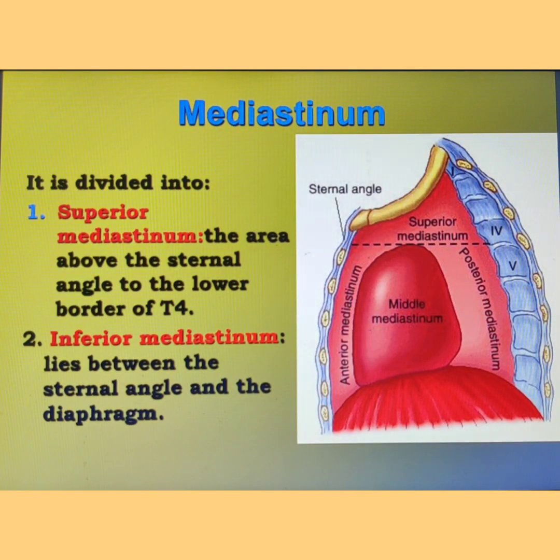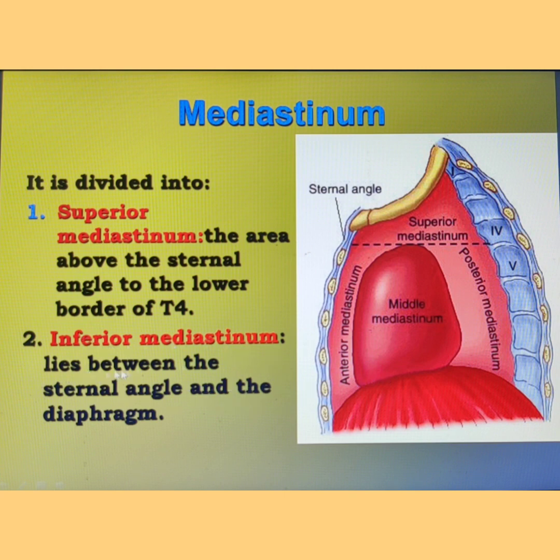Now, what are the divisions of the mediastinum? Mediastinum is divided into superior mediastinum and inferior mediastinum, as you can see in this picture. Superior mediastinum is the area above the sternal angle to the lower border of T4. This imaginary line passing from the sternal angle up to the lower border of T4 vertebra divides the mediastinum into superior mediastinum and the inferior mediastinum.